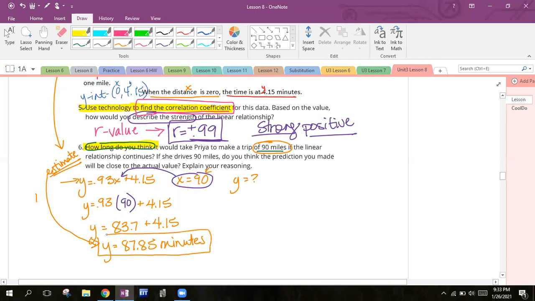to travel 90 miles. It says, if she drives 90 miles, do you think the prediction you made will be close to the actual value? Well, because we had a very strong positive correlation coefficient, yeah, I do think this is going to be very close to the actual value, because based on the rest of my data, it's very close to the line of best fit. So because I have a strong correlation coefficient, I can be confident in this estimate.